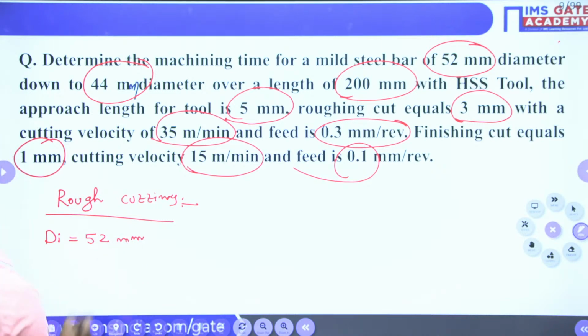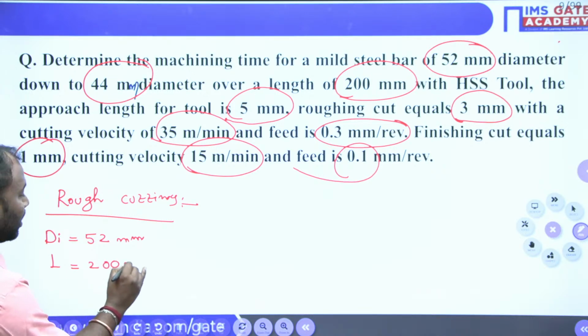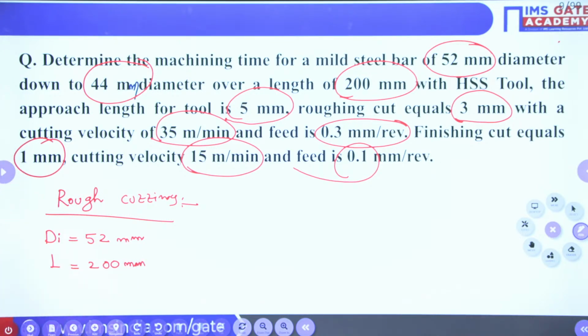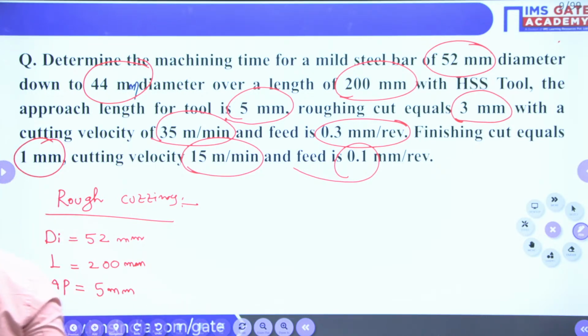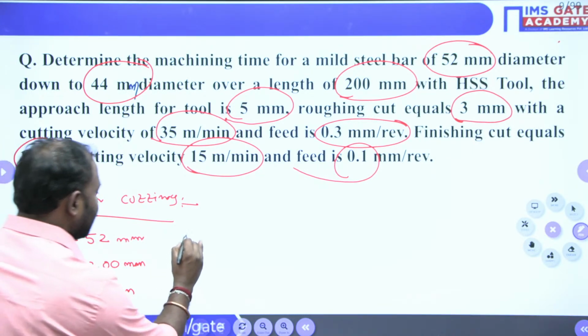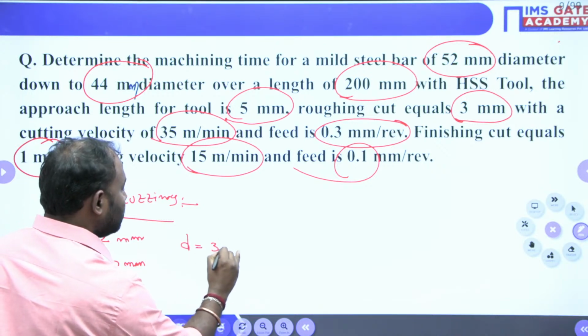Okay, now the length of the job is 200 mm. Next is the approach length of the tool travel, AP, which is equal to 5 mm. Next, the rough cut depth, D, is equal to 3 mm.